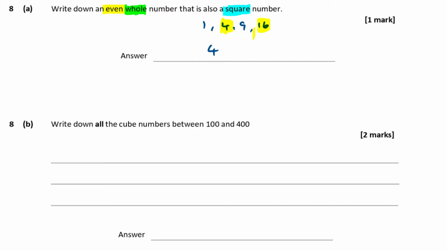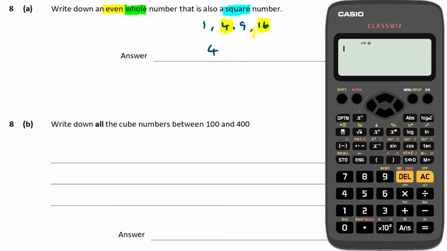B, write down all the cube numbers between 100 and 400. So the cube numbers you get by multiplying a whole number by itself 3 times. So like 2 cubed, 2 times 2 times 2 is 8. But obviously 8 is not big enough. It needs to be between 100 and 400. But cube numbers get big very quickly. So 3 cubed, 3 times 3 times 3 is 27. 4 cubed, 4 times 4 times 4, that's 64 already. 5 cubed, 5 times 5 times 5, that's 125.